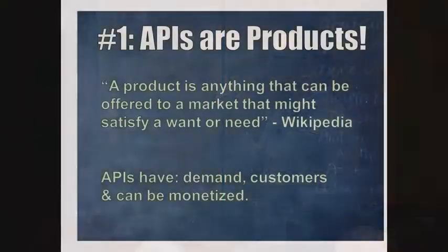Well, for what it's worth, it looks like my slides are getting cut off, but that should be mostly okay. So for what it's worth, this is how Wikipedia defines a product, right? It says a product is anything that can be offered to a market that might satisfy a want or a need, right? Do APIs fit this definition?